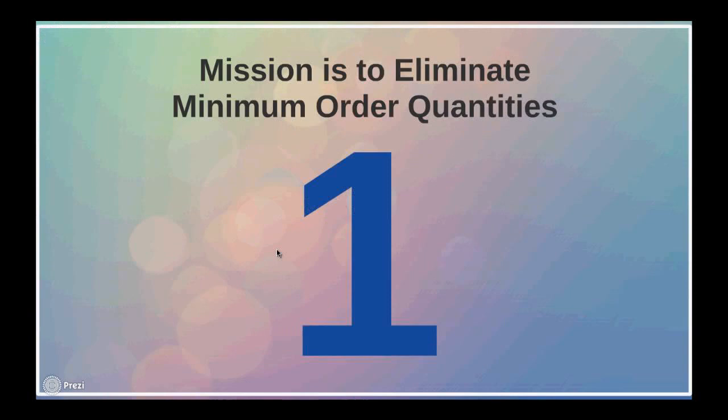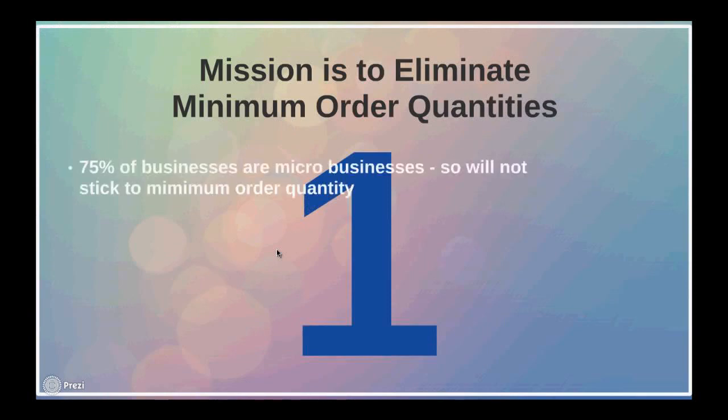Let's go to the next one. So the mission is to eliminate the minimum order quantities, because 75% of all businesses are micro businesses, so they will not stick to a minimum order quantity. They just don't want to order 72 mugs. They just want to order 1 or 5 or maybe 10 mugs or 10 t-shirts. And this is why we deliver you all this. We deliver you the product database, the small process behind it, and with our supplier network, we do the complete fulfillment for you.